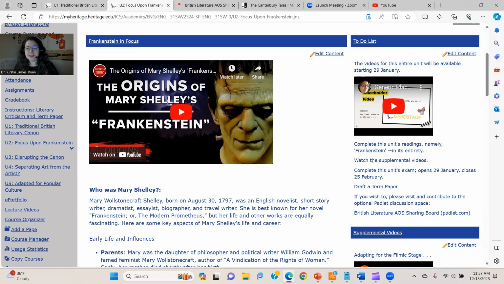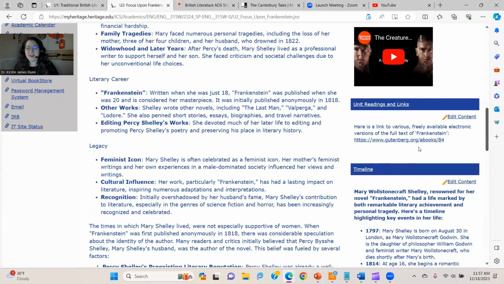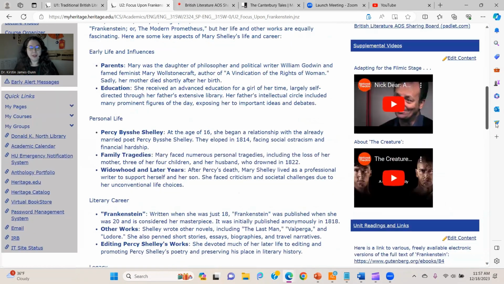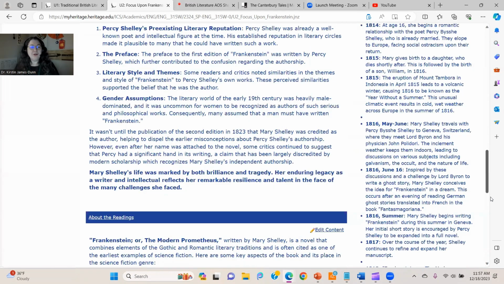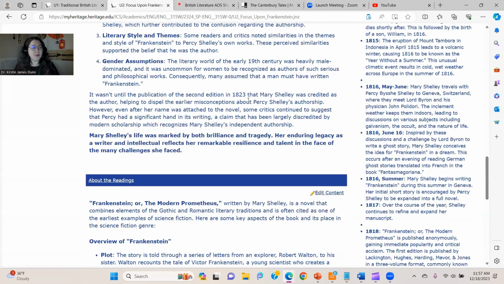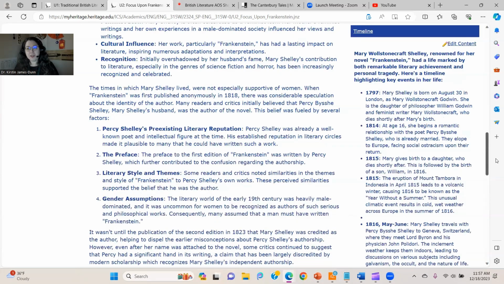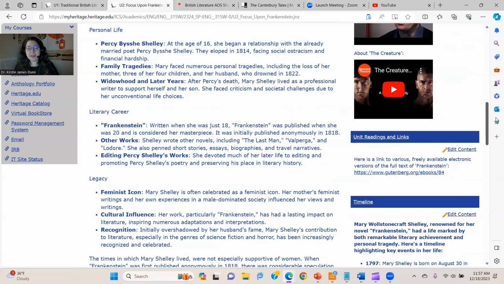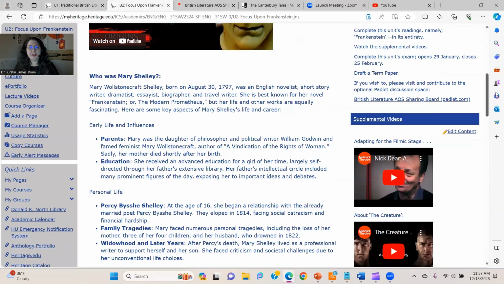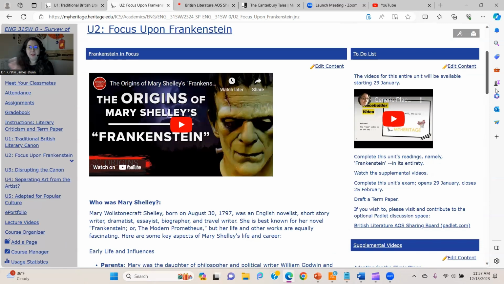On your to-do list, you're going to need to complete the readings, namely Frankenstein in its entirety, the book. The link for that is right here, gutenberg.org, or you can find any copy. We're tending to look to the 1823 edition of the book. But yeah, so there's a link to an online version where you can find a copy on your own.